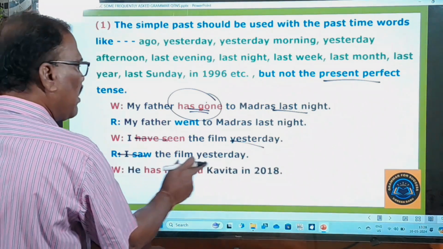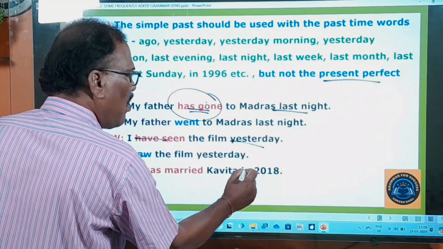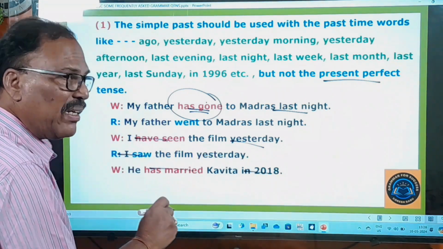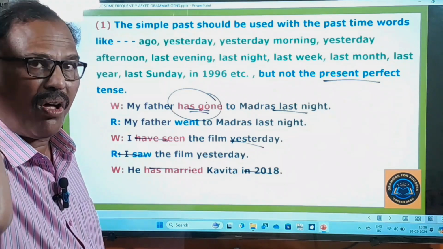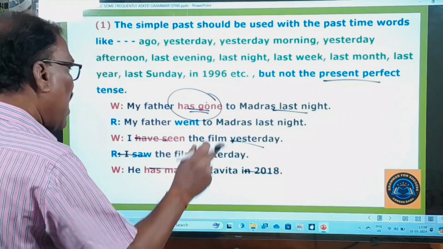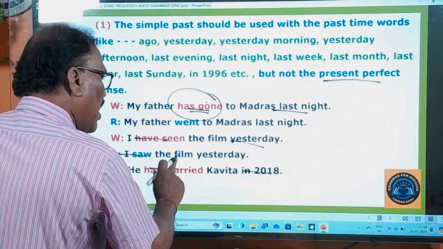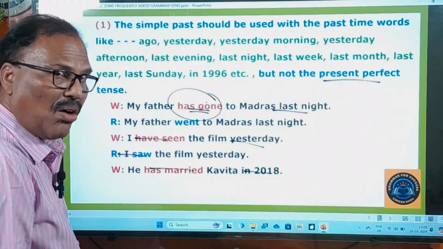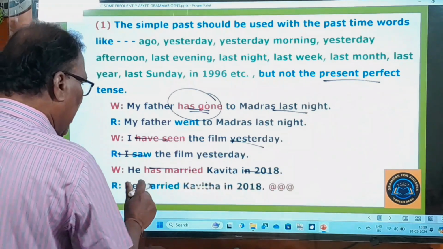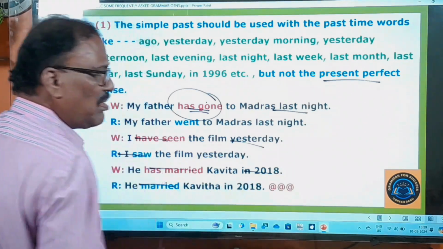He has married Kavita in 2018. Oh my God. The action of marrying Kavita took place in 2018. Oh, long ago. And this action has been expressed in present perfect. This is therefore absolutely wrong. You have to therefore say, he married Kavita in 2018.